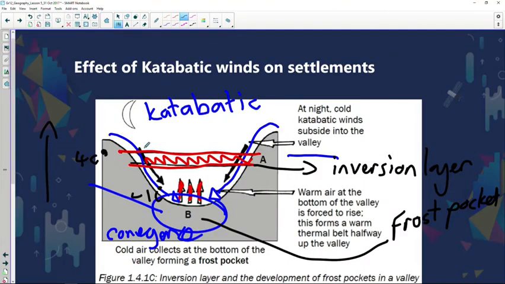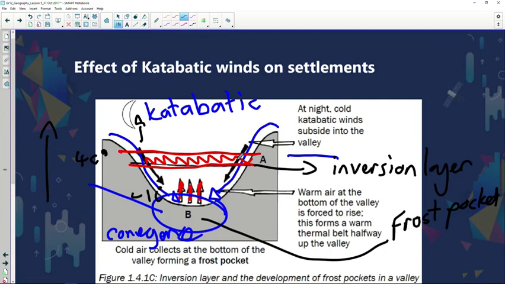But in this case, the temperature is increasing. Why? Because of the cold surrounding air sinking to the bottom of the valley, creating the frost pocket, forcing all the warm air to rise, creating the thermal belt. Now, once again, if we move out of the valley, we will experience a positive lapse rate because we go from warm to cold with altitude. So it means no inversion is taking place over there.